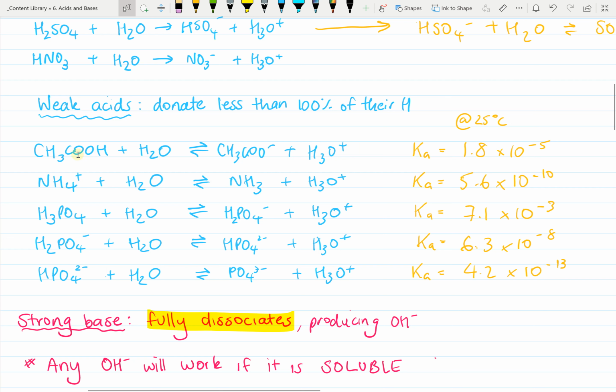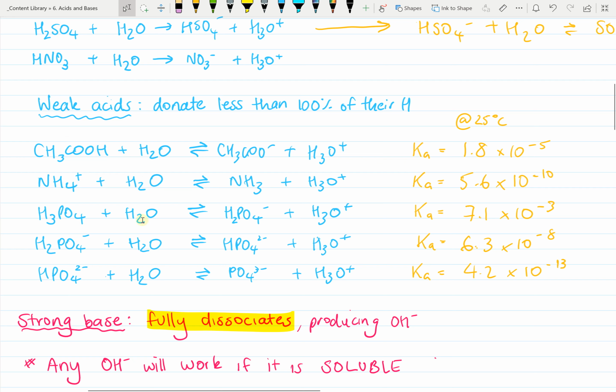So if I was to make up numbers for this one, we could say out of 100 particles, only 16 split. So I'd get 16 acetate ions and 16 hydronium ions, and therefore there would be 84 that would remain. Sorry, good maths. 84 particles would remain in this state with the hydrogen still attached.